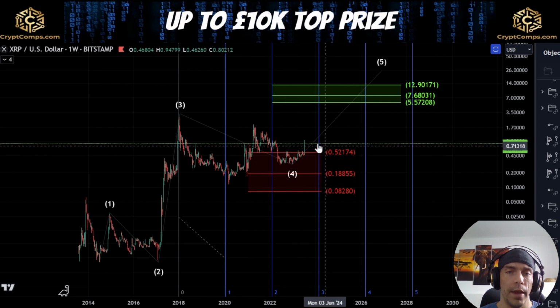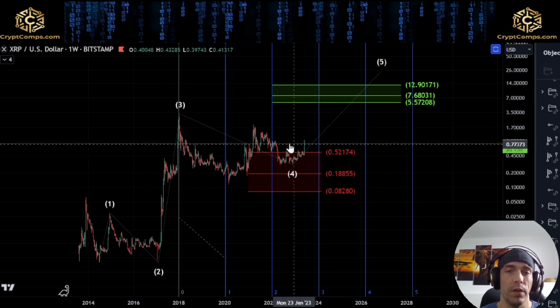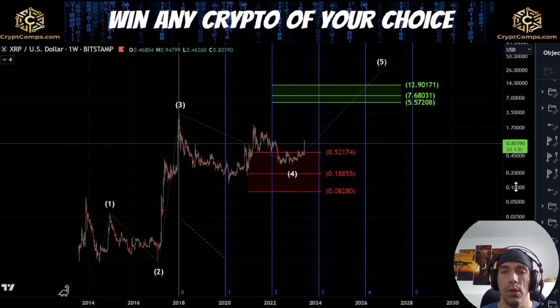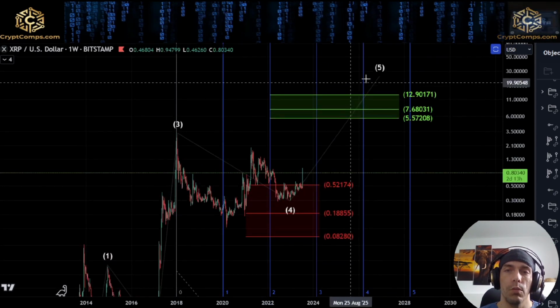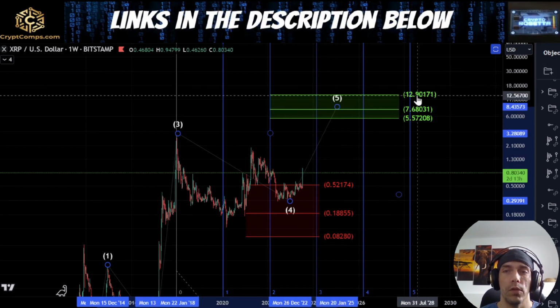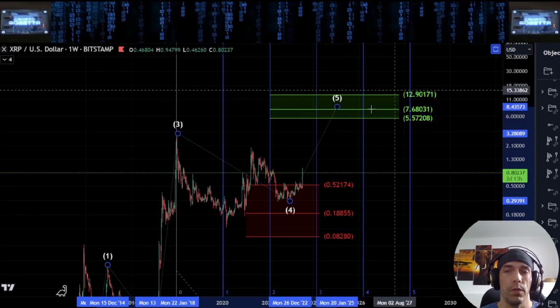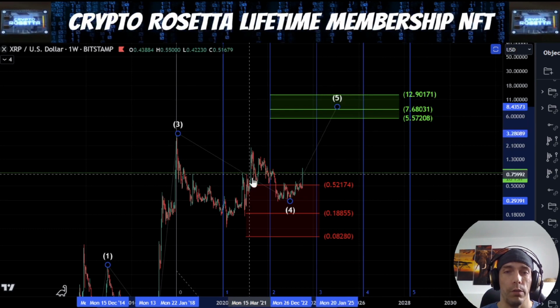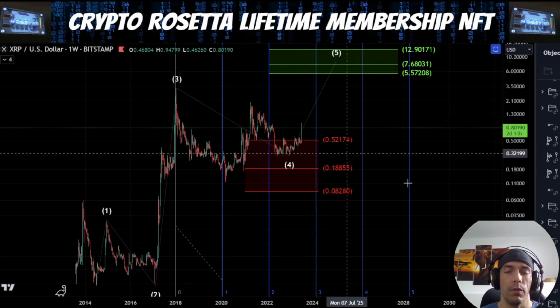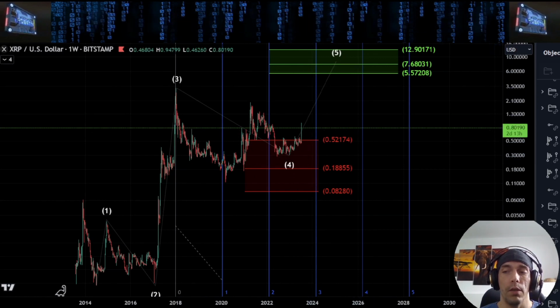Now, it would be very likely that this would be some kind of complex move here, or this would be a triangle. If this is the case, effectively what we'd be looking for is a 5th wave to the upside. We would be looking towards this $12.90 to this $5.57 as a possible target area for this. So this would be looking at this as a 5-wave sequence, looking for some kind of a triangle or complex move here in this 5th wave.